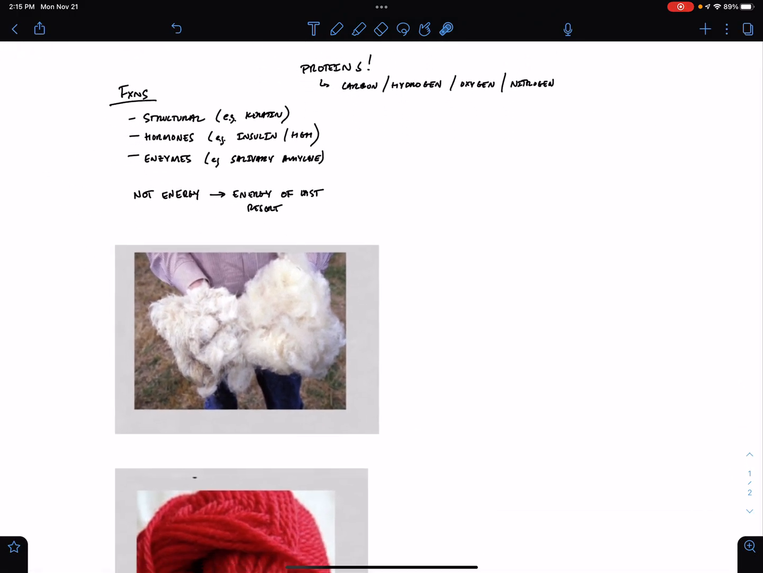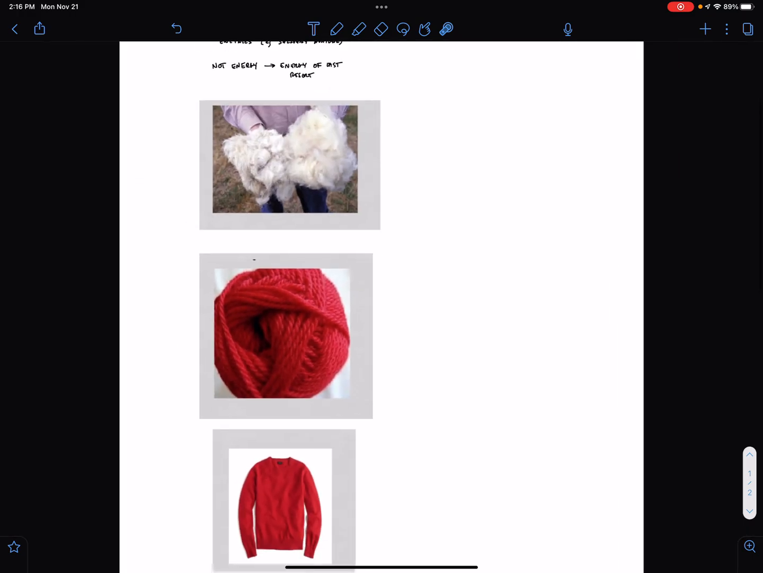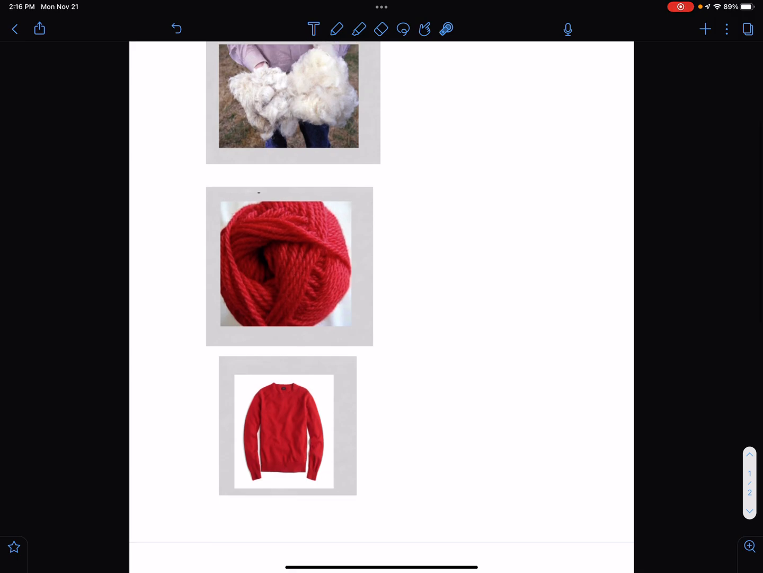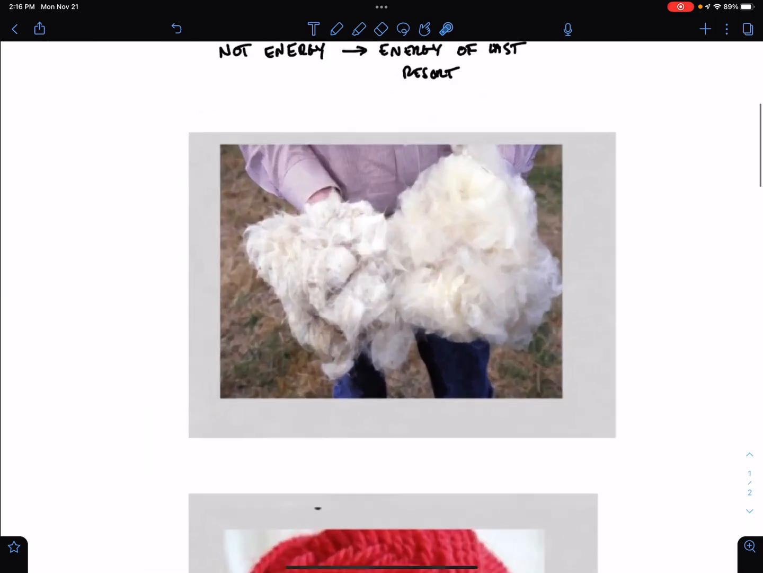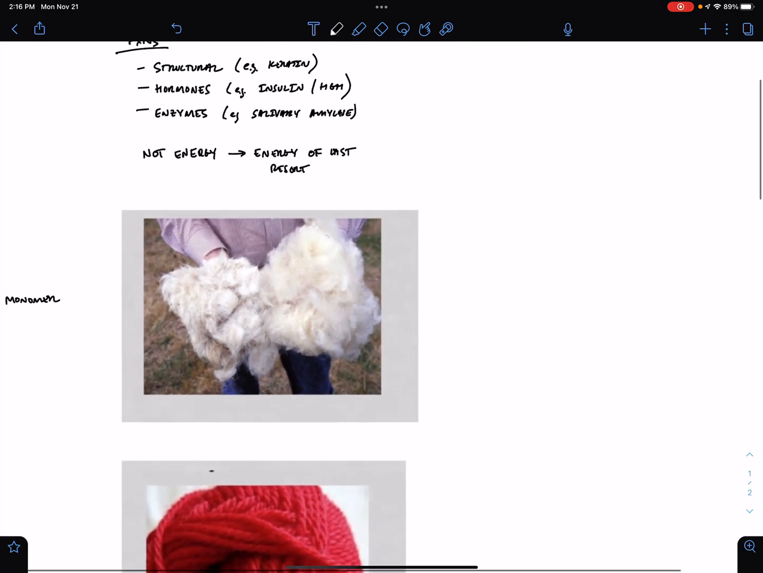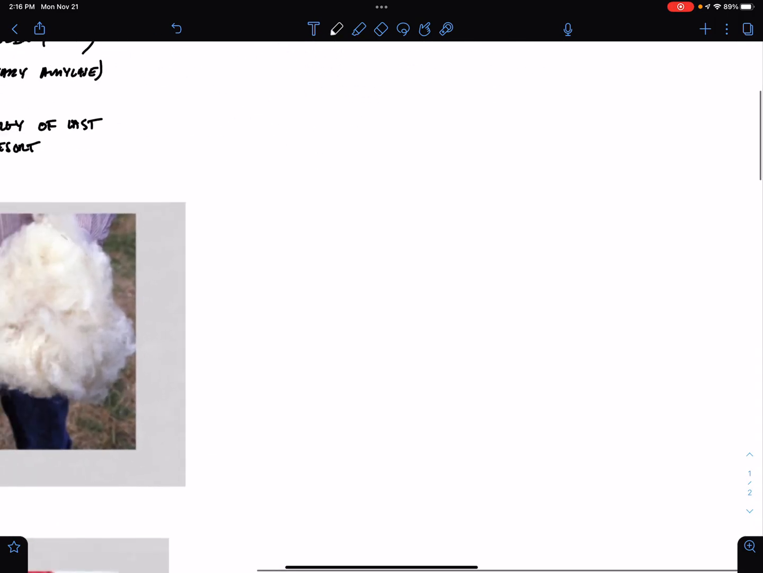Okay, so you might notice that we've got some interesting images here. We've got some raw wool. We've got some yarn unknitted in a skein, and then we have a sweater. And I swear it's going to link up to talking about proteins in a second. This raw wool is my metaphor for the monomer of protein. A monomer of protein is called an amino acid.